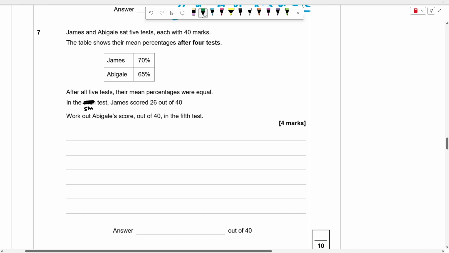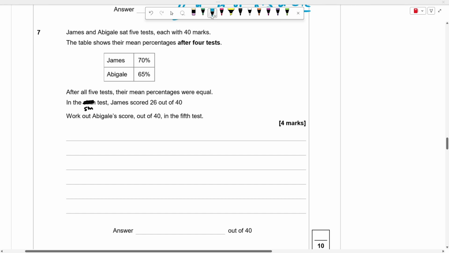So looking at this particular question, it says that James and Abigail sat 5 tests, each with 40 marks. The table shows their mean percentages after 4 tests. After all 5 tests, their mean percentages were equal. In the 5th test, James scored 26 out of 40, and the question is asking us to work out Abigail's score out of 40 in the 5th test.